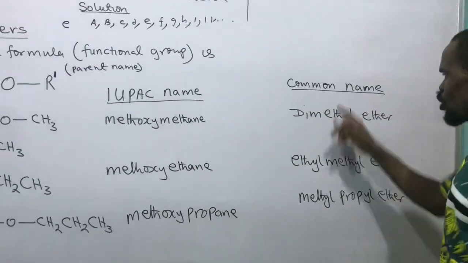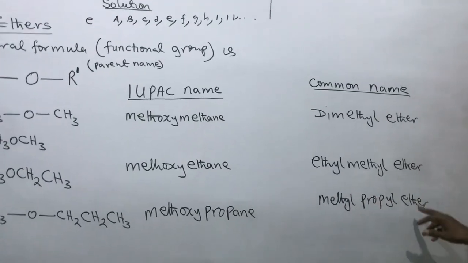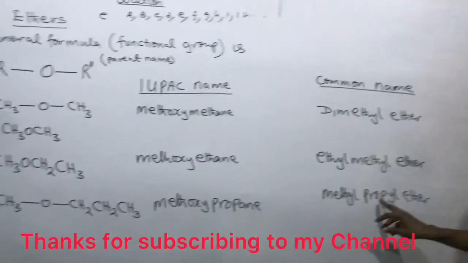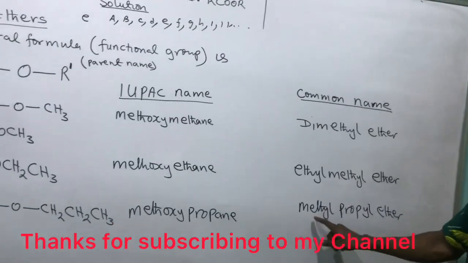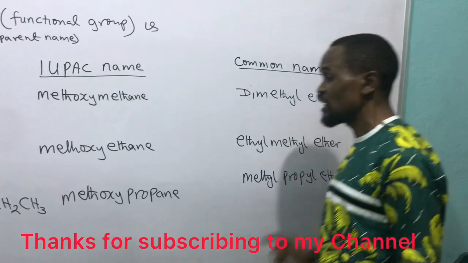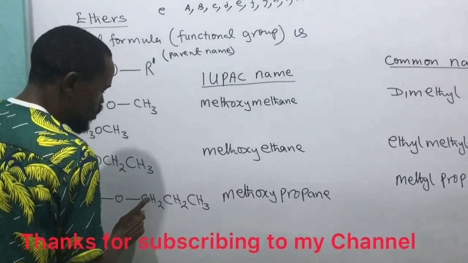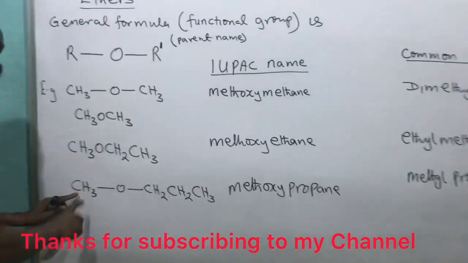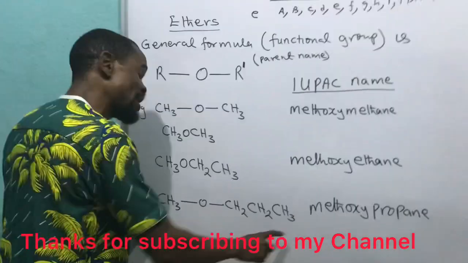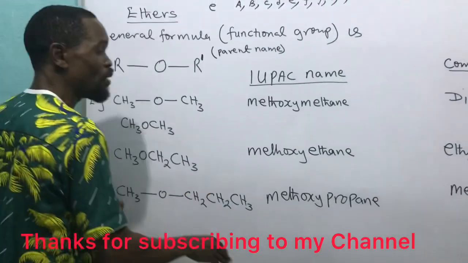Then I will now come to the common name. I will say methyl propyl ether. You see that I will first mention M before P. That's why I will say methyl propyl ether. Here is methyl. Here, how many carbons? 1, 2, 3, which is propyl. This one is methyl, this one is propyl. I first count M before P. Therefore, I said methyl propyl ether.